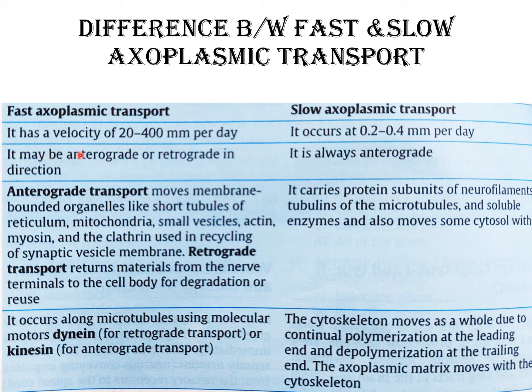Then fast axoplasmic transport occurs along the microtubules using molecular motors, dynein for retrograde transport or kinesin for anterograde transport. And in slow axoplasmic transport, the cytoskeleton moves as a whole due to continual polymerization at the leading end and depolymerization at the trailing end. The axoplasmic matrix moves with the cytoskeleton.